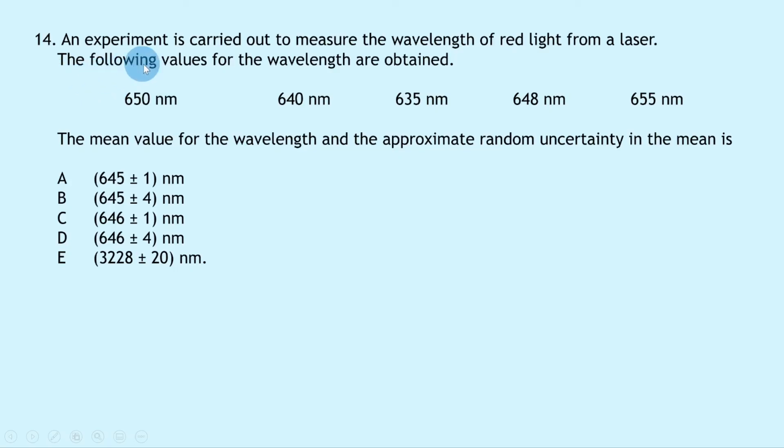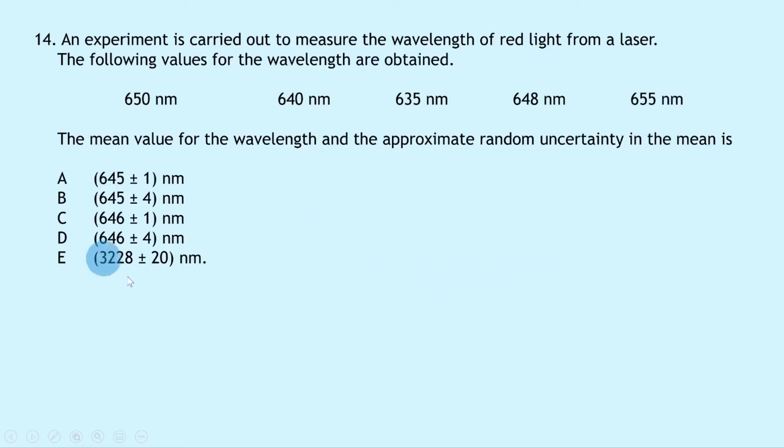Question 14 says an experiment is carried out to measure the wavelength of red light from a laser. The following values for the wavelength are obtained. So we have 650 nanometers, 640 nanometers, 635 nanometers, 648 nanometers, and lastly 655 nanometers. The mean value for the wavelength and the approximate random uncertainty in the mean is.